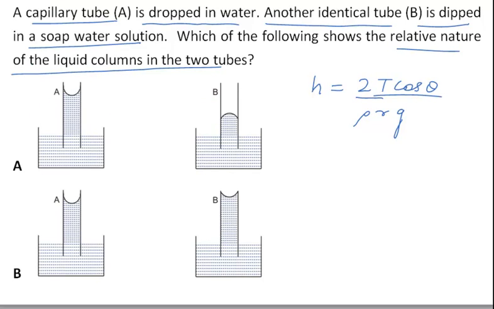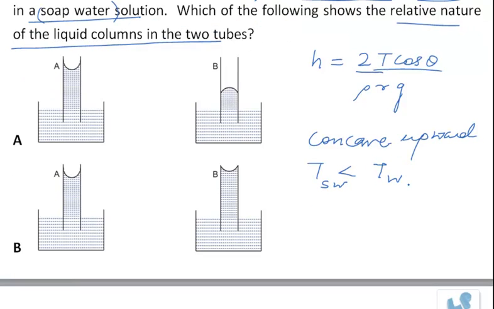Now in both the cases, whether it is pure water or soap solution water, the meniscus formed will be concave upwards. The only difference between the two is that in soap water solution, the surface tension will be less.